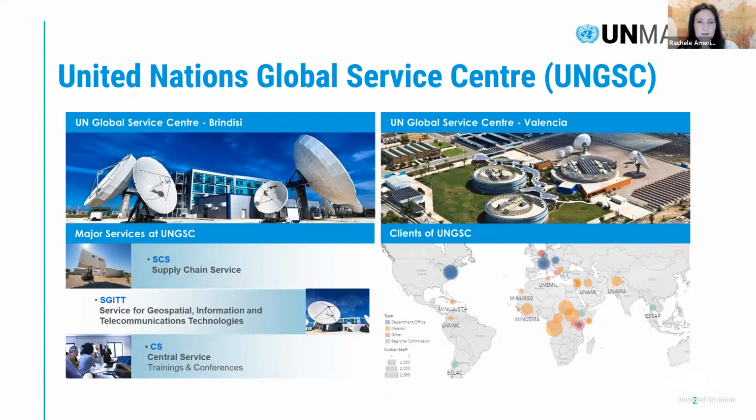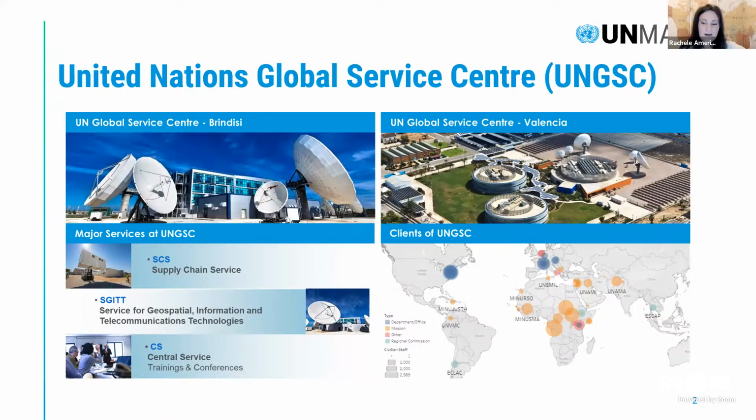What we do at the UNGSC is to provide logistical support to the peacekeeping missions that are working in the field, for example, all the peacekeeping missions in Africa. What we do is like supply chain. So, for example, I don't know if you have ever seen the UN cars in the news.